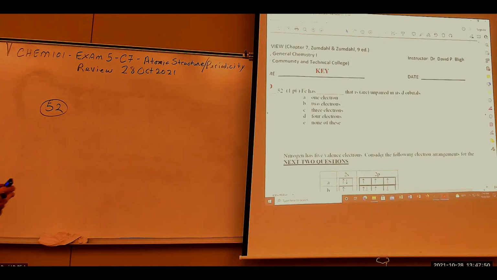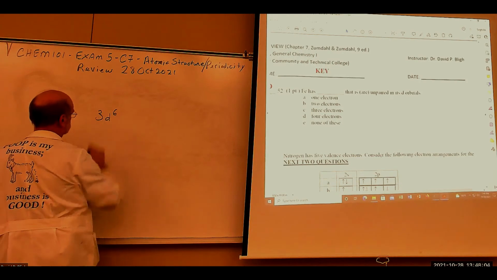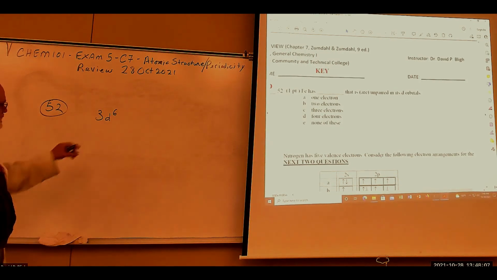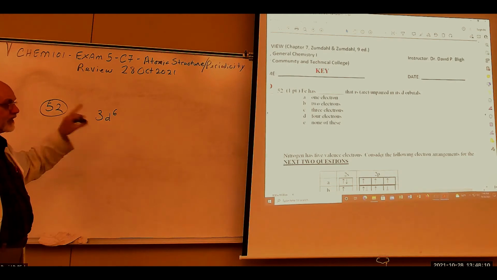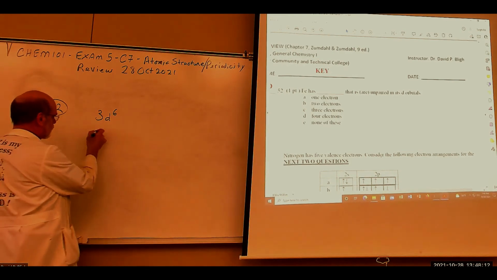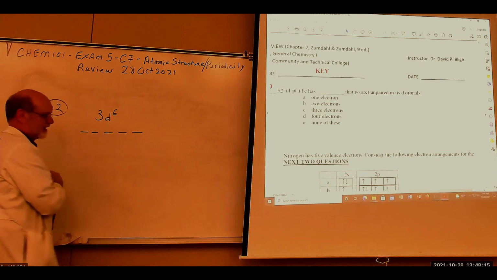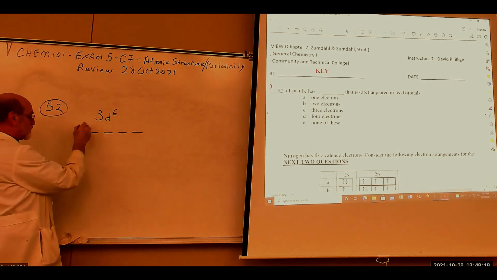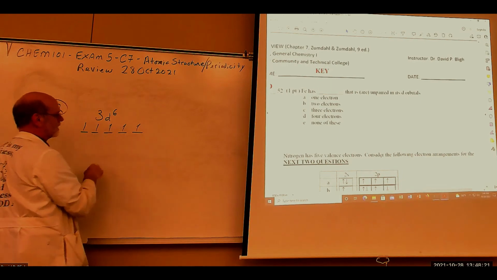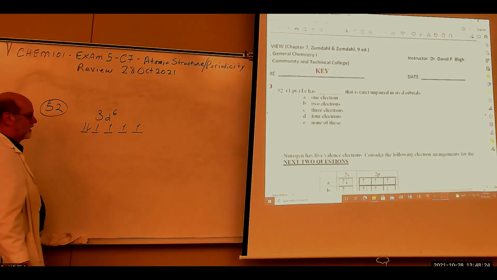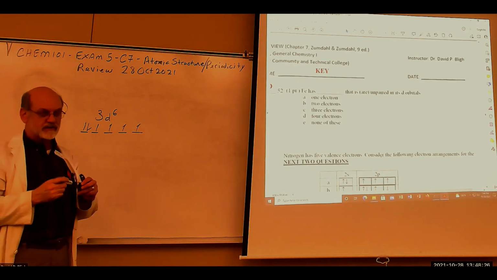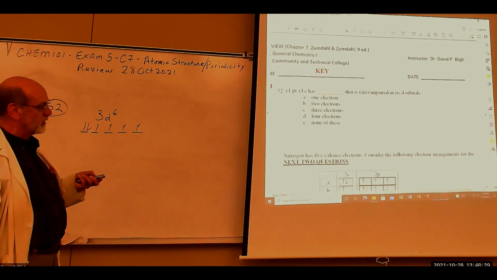Iron has how many electrons that are unpaired in its d orbitals? So iron is 3D, 1, 2, 3, 4, 5, 6. 3D6 is the highest energy level with 6 electrons in it for iron. So remember, I've got 1, 2, 3, 4, 5. They go in according to Hund's rule like this. Now we can pair them up. There's only one pair. So we have 4 unpaired electrons in iron's d orbital.